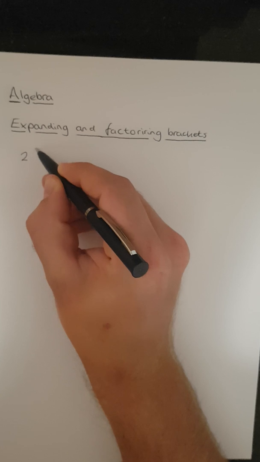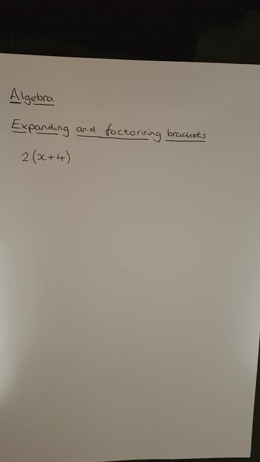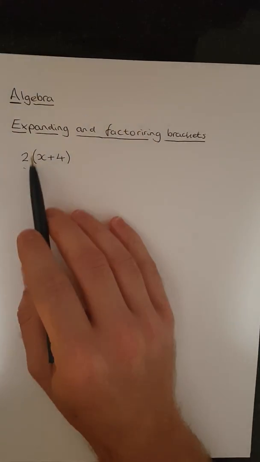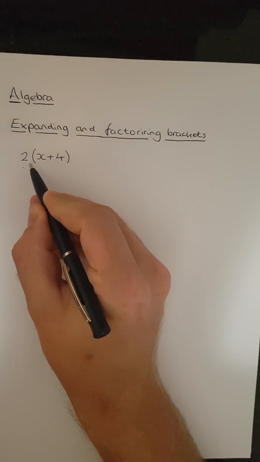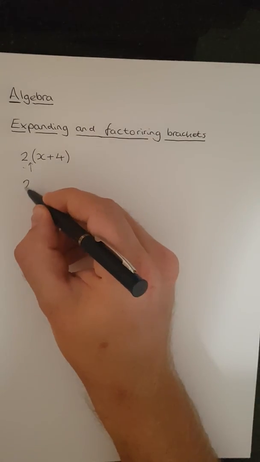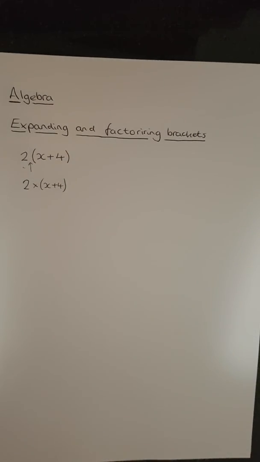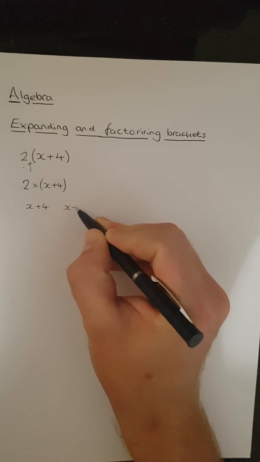Let's look now at what happens when we have a situation like this. You may have seen this before in algebra, a 2 outside of a bracket, which means, well, what does it mean? What symbol do we not write in algebra very often that would go here? That's right, it means 2 times x plus 4, which means 2 lots of this bracket. So I've got one lot of that bracket and I've got another lot of that bracket.